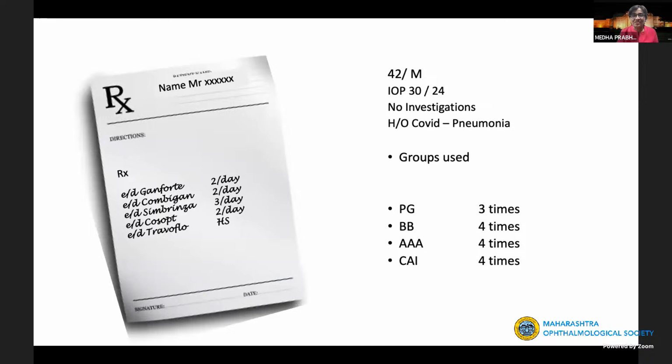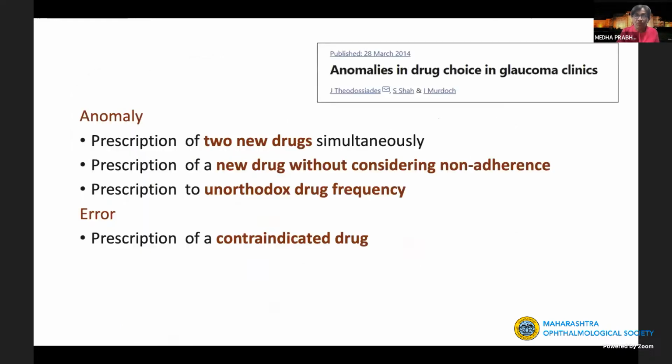So coming to mistakes in medical management, I know many of us have seen prescriptions like this. A 48-year-old male patient came with high pressure. There were no investigations. The patient also had a history of COVID pneumonia, and has been using a prescription like this. It looks like Canfort is one molecule, Combigan is one molecule, but we know that it's not like that. So the patient is using a prostaglandin 3 times, a beta blocker 4 times, and so on. This is a major mistake that everyone should avoid.